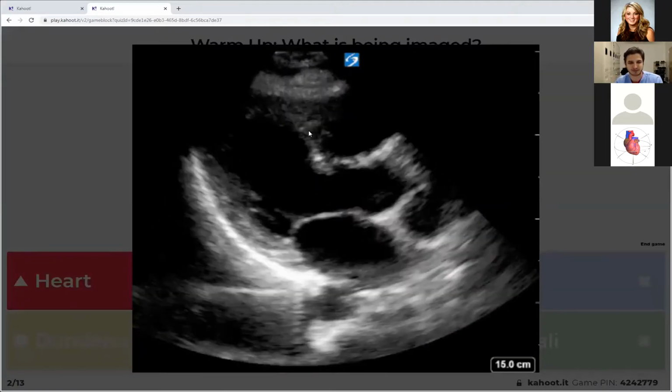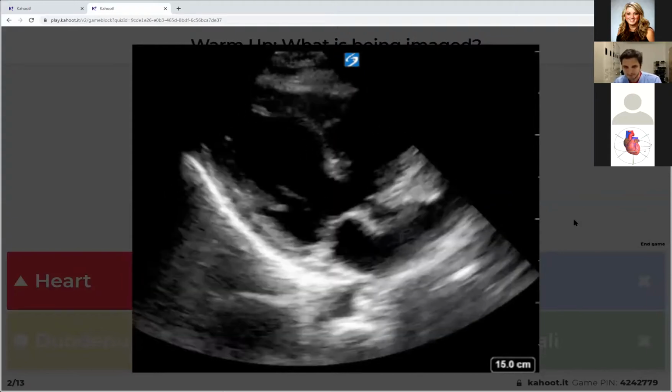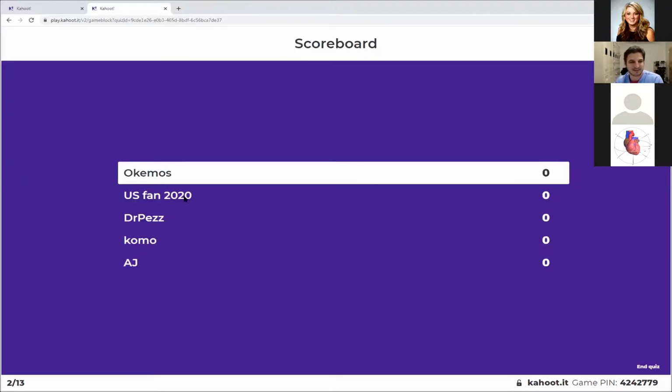I'll show us this beautiful picture of a parasternal long axis view of the heart. We see the left atrium, the left ventricle. We're all on board with this. And so without further ado, let's get into the nuts and bolts of the game. You'll see that there's different points based on how quickly you answered, but it's way more important to get the question right than just to answer fast.